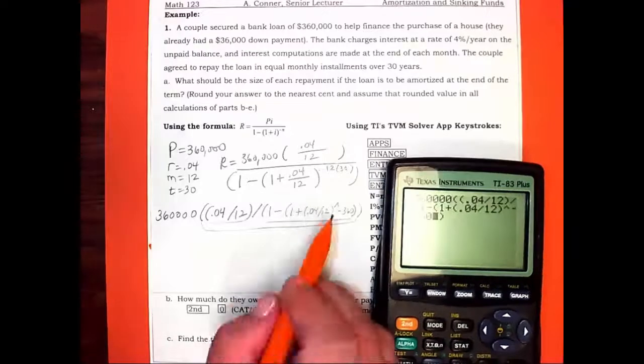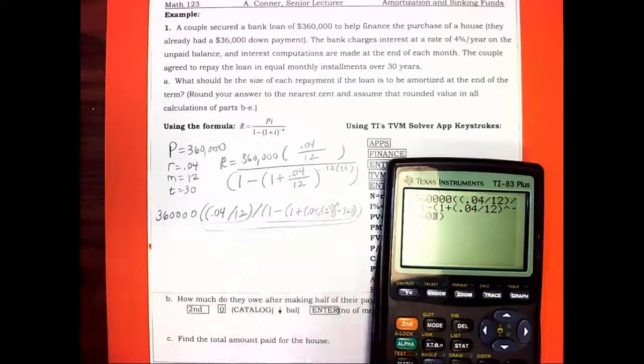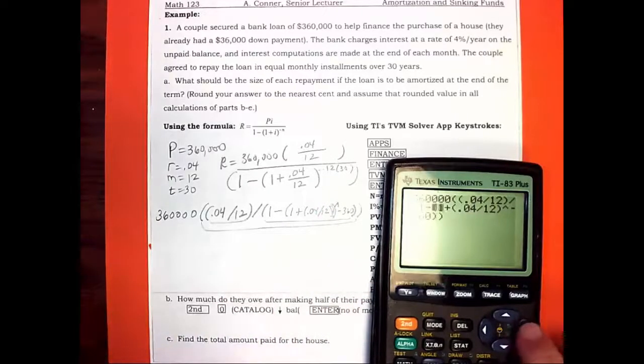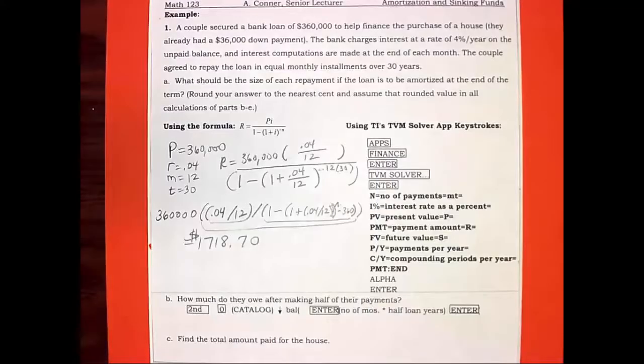It looks like I forgot that parenthesis right there. Sorry about that. So we got a double parenthesis right there. So go back up. We got to close this one out. So insert one more right there before the caret, and then let's hit enter. 1718.70. We can do this with the TVM solver as well.